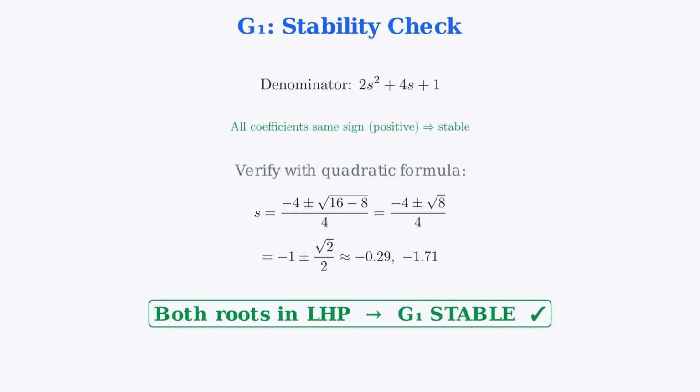The roots are s equals -4 plus or minus the square root of 16 minus 8, all divided by 4. That is -4 plus or minus the square root of 8 divided by 4. Simplifying, s equals -1 plus or minus the square root of 2 divided by 2. Numerically, the roots are approximately -0.29 and -1.71. Both have negative real parts, so both are in the left half plane. Stability is confirmed. FVT can be safely applied.